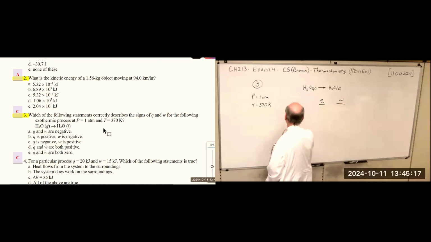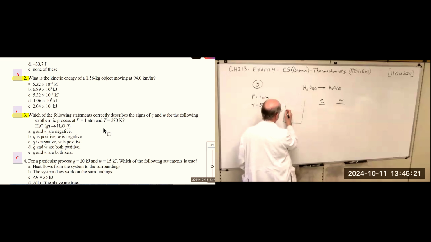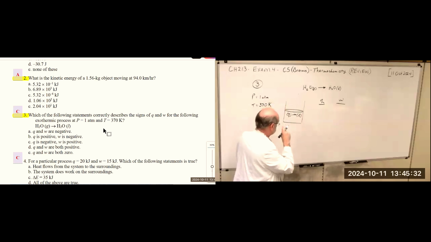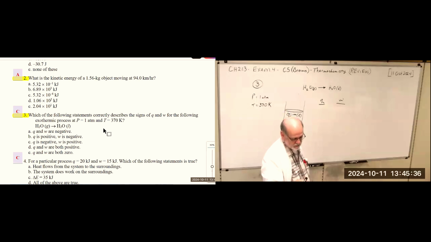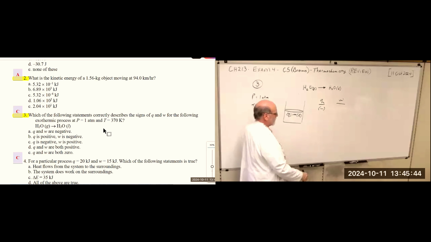I like to draw pictures. All right, if we have a piston in here, and we're going from gaseous water, going from a gas to a liquid. So the problem tells you it's exothermic. It's got to give up heat. So that means this is going to be negative, right? We know that right off. How about the work?